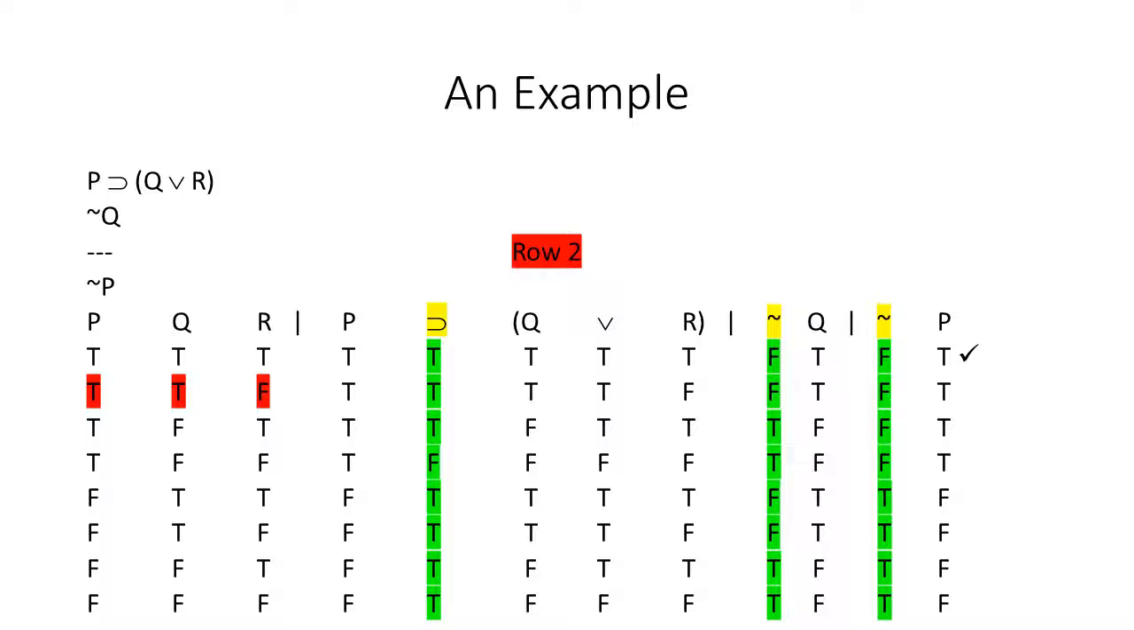So is this a row where we have all true premises and a false conclusion? No, right? Our first premise is true, but our second one's false. So this row is okay, so we can put a check next to it.